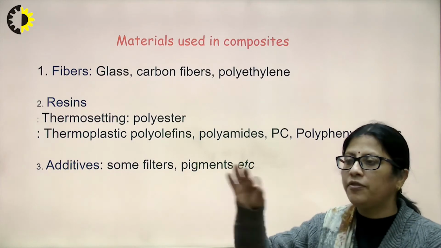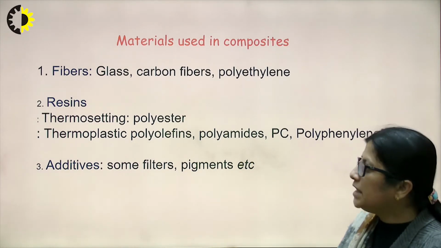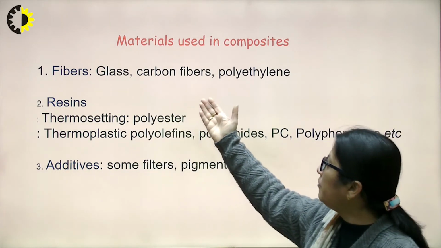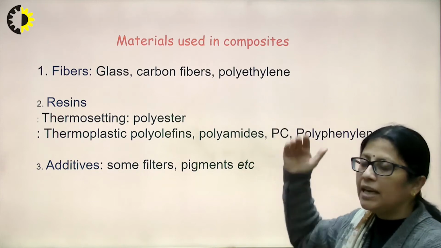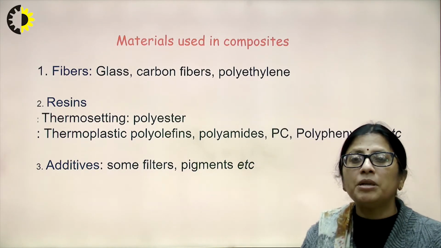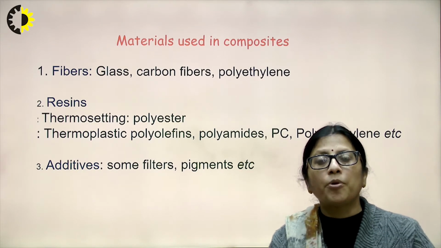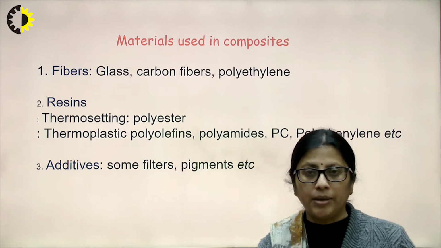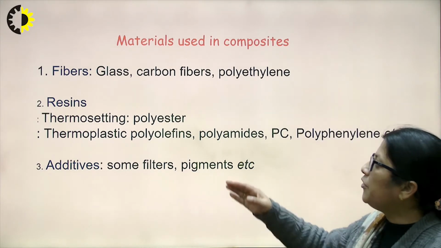They are long filamentous structures, and these fibers can be made up of glass, carbon fibers, polyethylene fibers, or aramid fibers. Depending upon the material that we use, the properties and the strength of the composite material will vary. Second is the resins.